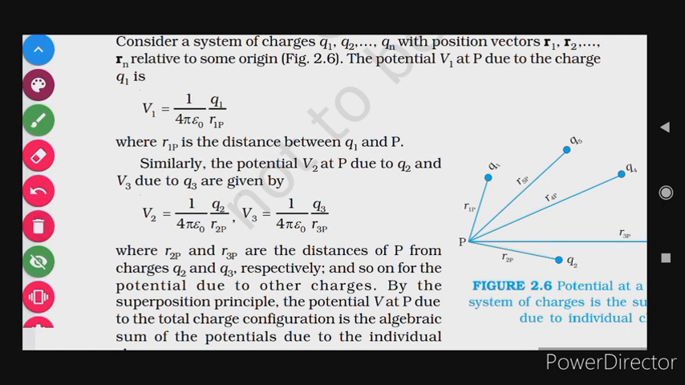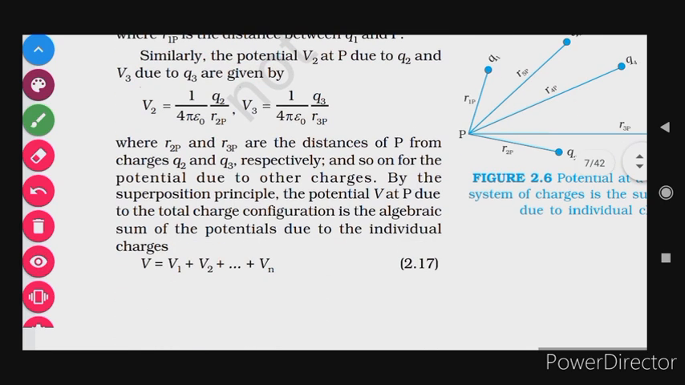Now, the potential due to the first charge, a point charge, will be what? We know the potential value, we have studied it. You can check the previous video to understand how we arrived at this. Similarly, the potential due to the second charge will be this, and the third charge will be this. Nothing new in this. The distance is a scalar quantity, where r2P and r3P are the distances of P from charges q2 and q3. You can see from the diagram, and so on for the potential due to the other charges.